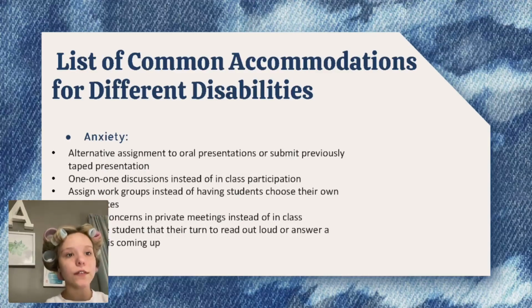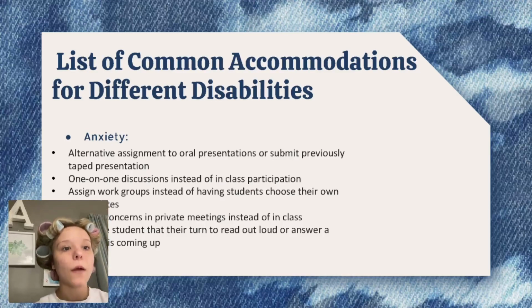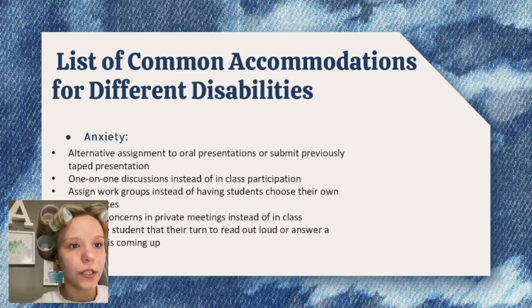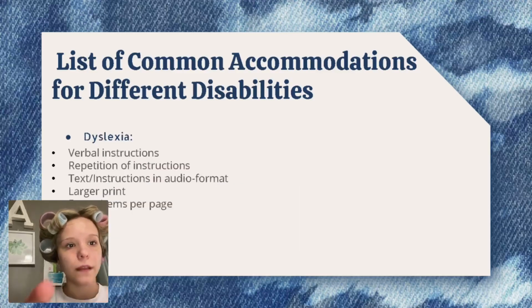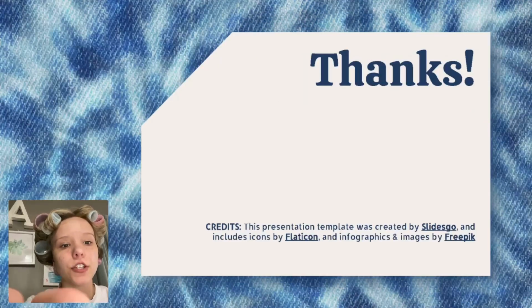Anxiety: alternative assignment to oral presentations or submit a previously taped presentation. One-on-one discussions instead of in-class participation. Assign work groups instead of having students choose their own groups. Discuss concerns in private meetings instead of in class. And let the student know that their turn to read out loud or answer a question is coming up. For dyslexia: verbal instructions, repetition of instructions, text and instructions in audio format, larger print, and fewer items per page.